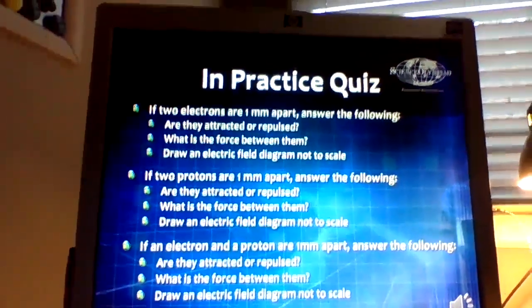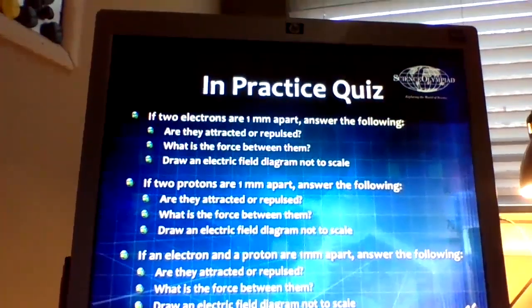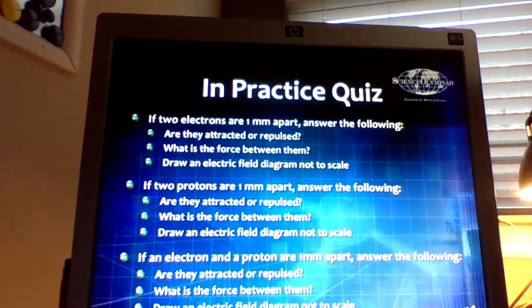That's right. What we were looking at was a voltage splitter, which had the same current throughout. Now, let's look at this question here, another in-practice quiz. You've got two electrons, 1 millimeter apart, so they're actually quite close. Not by electron terms, but by normal terms they are.